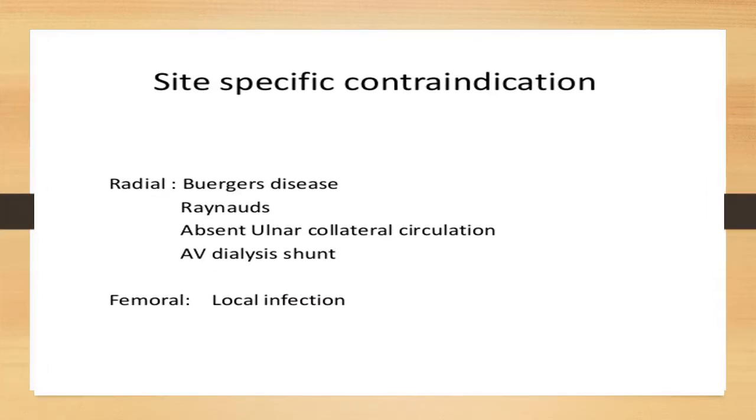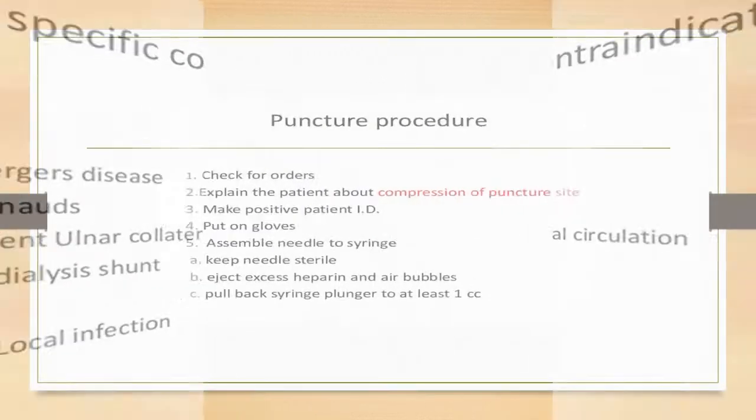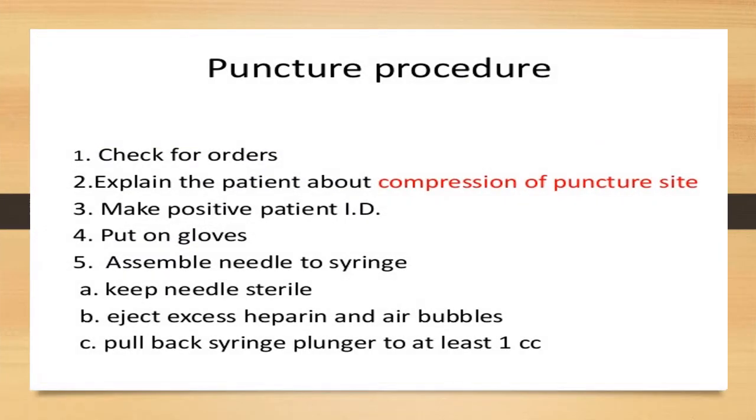Site specific contraindications: radial, Buerger's disease, Raynaud's disease, absent ulnar collateral circulation, and arteriovenous dialysis shunt, and femoral, any local infection. And coming to the puncture procedure, check for orders, explain to the patient about compression of puncture site, make positive patient ID, put on gloves, assemble needle to syringe, and keep needle sterile, and eject excess heparin and air bubbles, pull back syringe plunger to at least 1 cc.